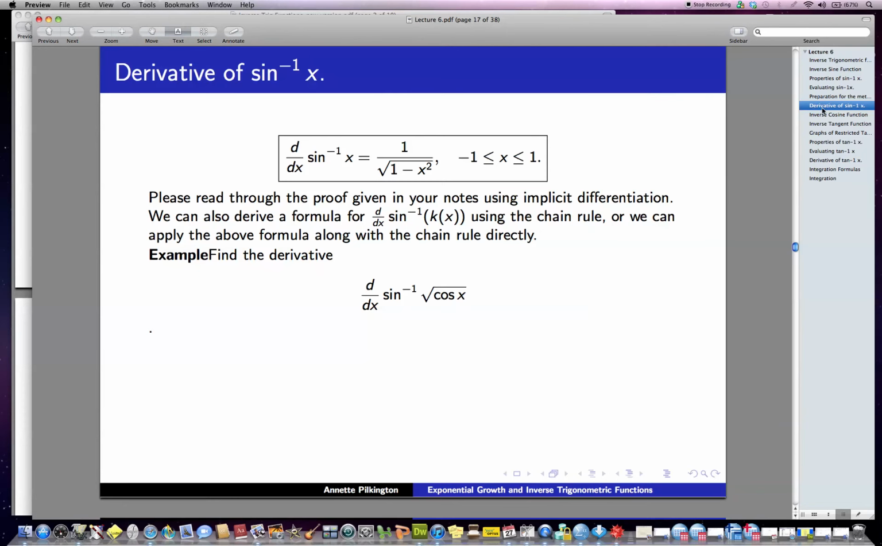And in class we'll look at how we use that derivative in conjunction with the chain rule to solve more complicated examples like this.